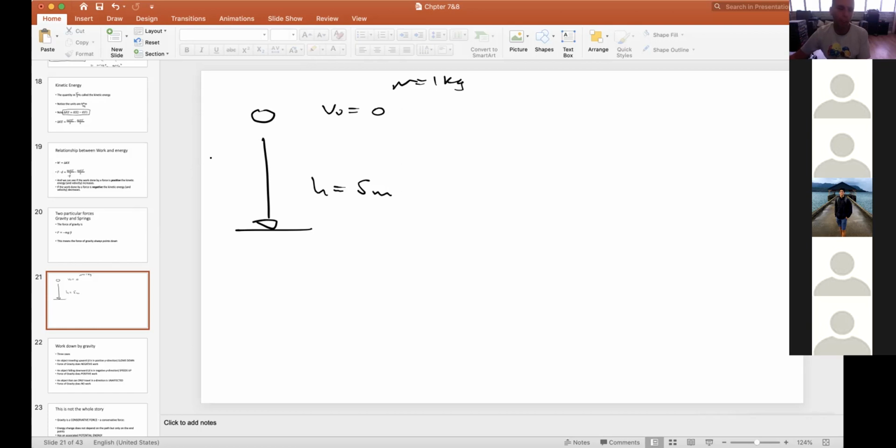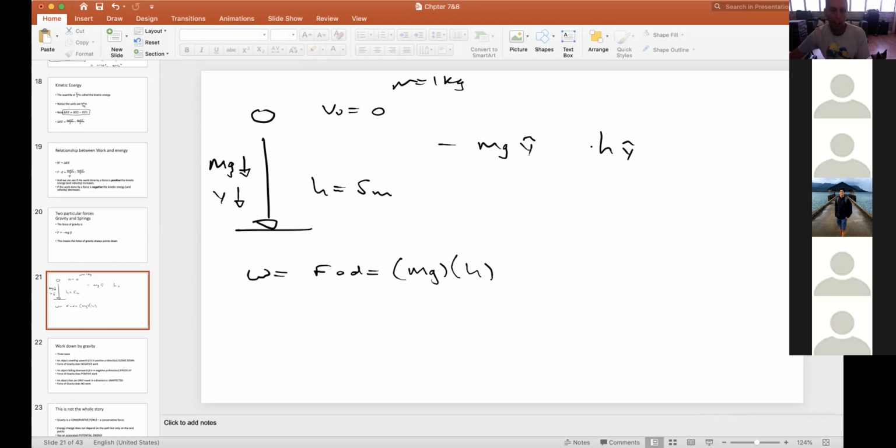Here, we know that the force is mg and it's down, and we know that the displacement is y, also down. So the work is F dot D, which is mg times the height. These are both positive because they're both in the same direction. You could actually write this as mg in the negative y hat direction and h also in the negative y hat direction because it went down a distance h. Or you can just realize that they're both in the same direction, so they're both positive.